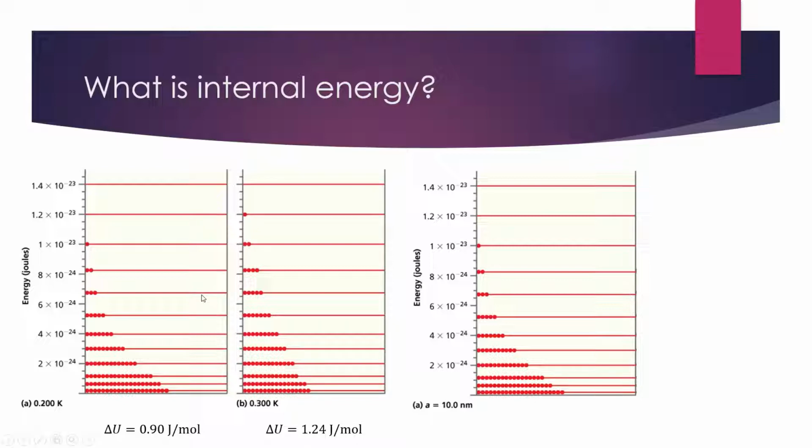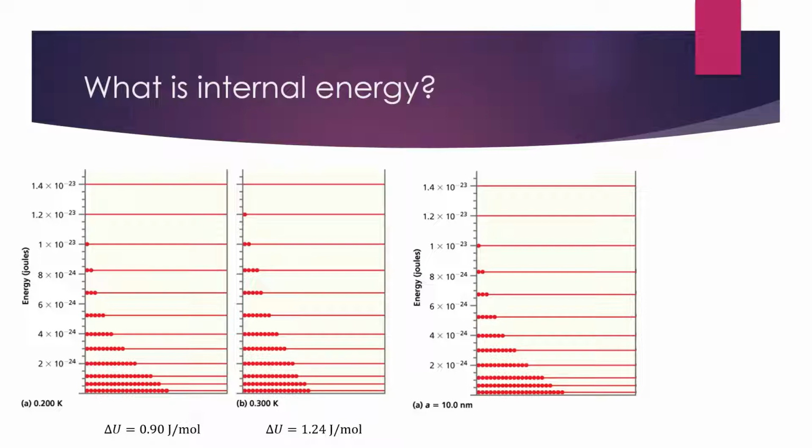Now, if we increase the temperature to 0.3 Kelvin, we could say, well, adding more temperature is going to allow these higher energy levels to be accessed. And you can see that here as well. So this energy level here now has two molecules occupying it. And this one that had none now has one. And we can see a general increase of these as a function of temperature.